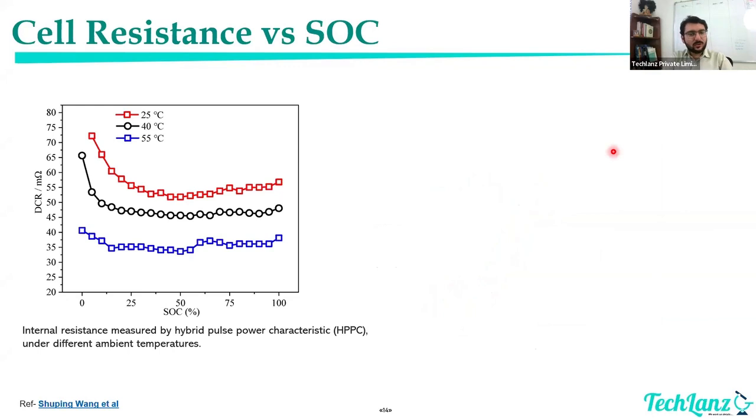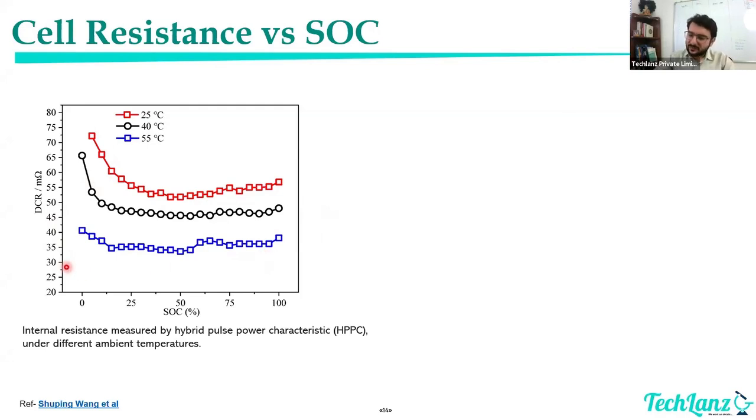Now the cell resistance also changes with respect to the SOC, right? We have seen this already: at higher temperature, the cell resistance is lesser. At lower temperature, the cell resistance is higher. But you see, it follows a similar graph with respect to SOC. So if my SOC is lesser, my resistance is higher. If my SOC is comparatively higher, my resistance is lower. A very basic fundamental question comes to mind. Why is that? Why at lower SOC is my resistance higher, and why at higher SOC is my resistance lesser?